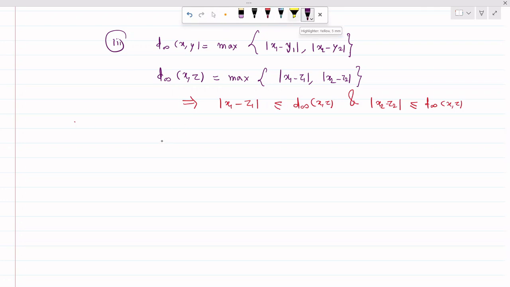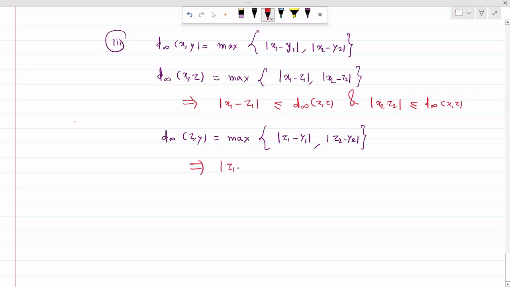Now further, what is d infinity of z comma y? d infinity of z comma y is actually equal to the maximum of mod of z1 minus y1 comma mod of z2 minus y2. Since this is the maximum of these two numbers, again as I've written previously, I can write here: this implies mod of z1 minus y1 is less equal d infinity of z comma y, and mod of z2 minus y2 is also less equal d infinity of z comma y.